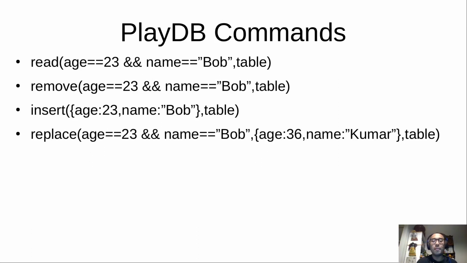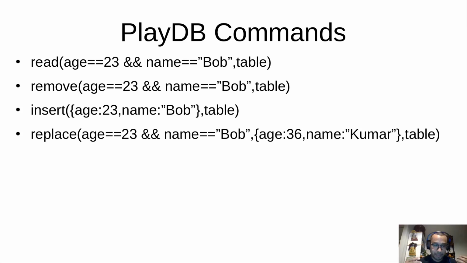Okay, so here are the PlayDB commands. Read is similar to SQL select. What's happening here is it's going to output a tabular output if that meets the conditions. So it's going to find all the records for the people that are age 23 and name Bob. It's a search command, read.